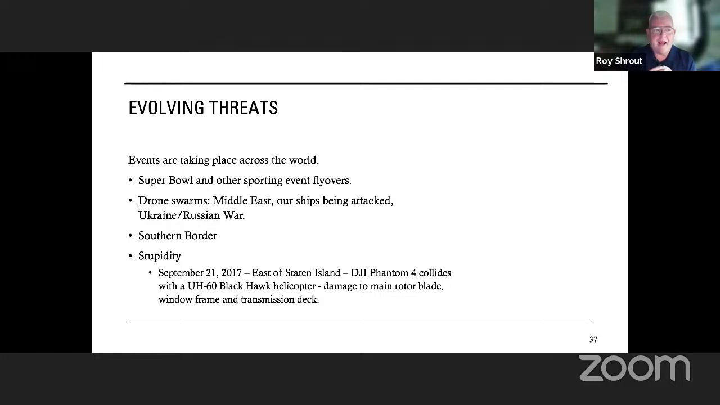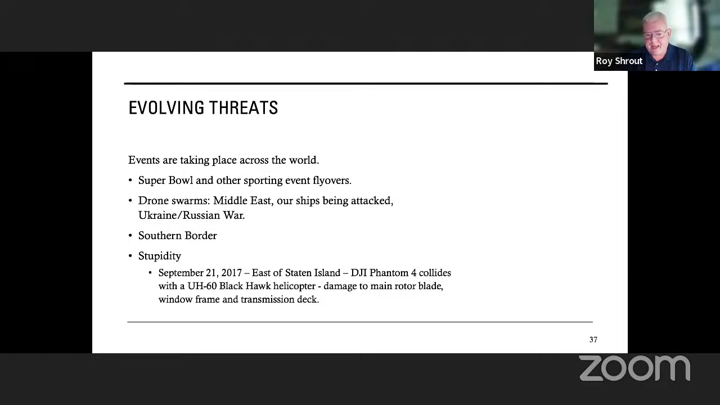But then you also have the stupidity threat. And most of you probably heard about this. This was back in 2017, where somebody was flying their DJI Phantom and it collided with a Huey Blackhawk. And it actually sustained some pretty good damage to the main rotor blade, window frame, and transmission deck. It had to do an emergency landing.